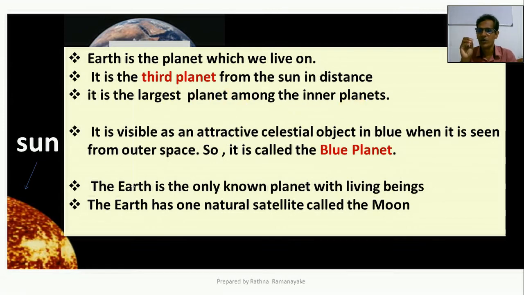Right? You know, Mercury, Venus, Earth, Mars are inner planets. Among the inner planets, the Earth is the largest one.